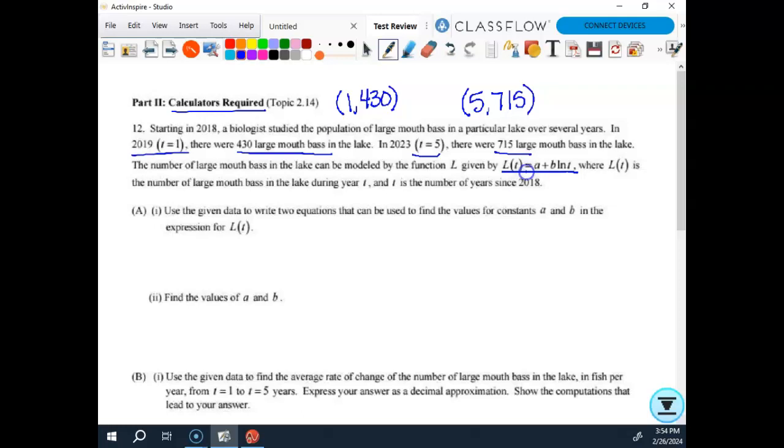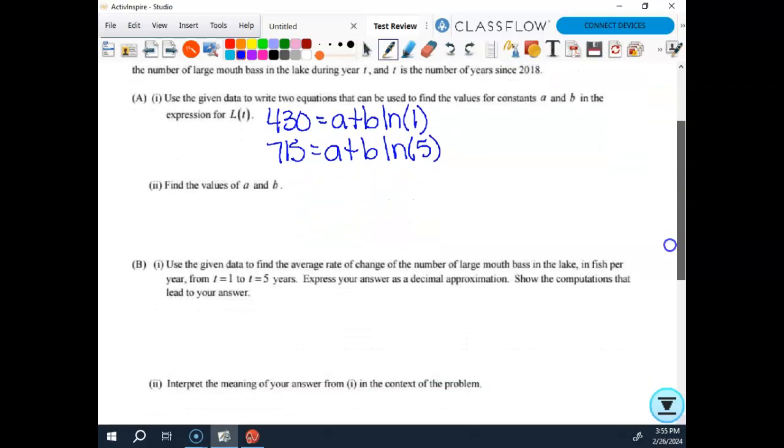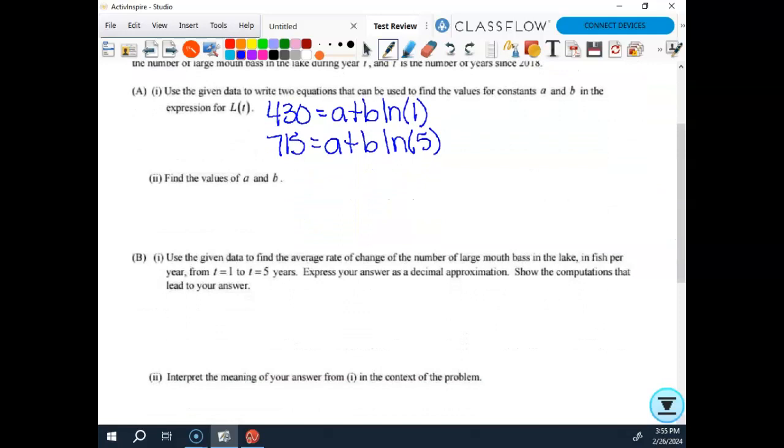So I'm using this. I have my 2 ordered pairs. My y value is 430. That's equal to a plus b, which I don't know, times the natural log of 1, and then 715 equals a plus b times the natural log of 5. All right, so I wrote my two equations. That's all that I was asked for. Next, I am asked to find the values of a and b.